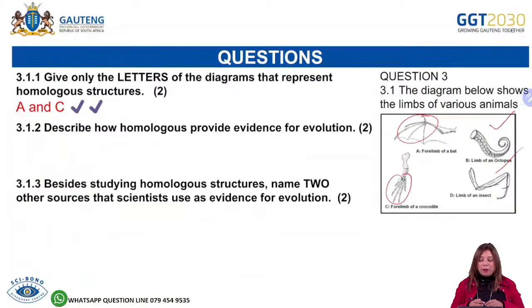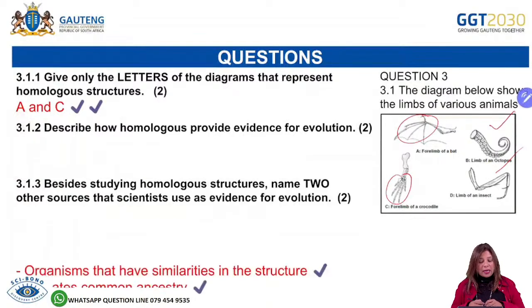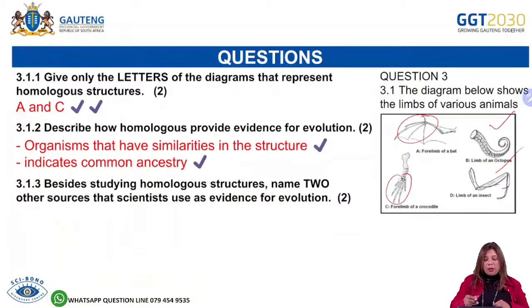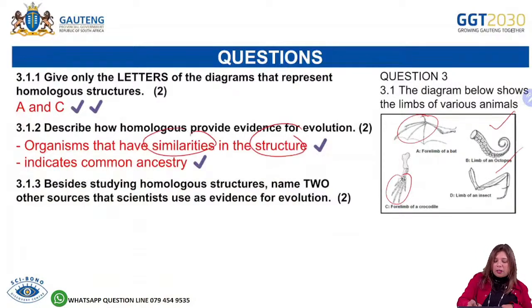Okay. Describe how homologous structures provide evidence for evolution. We said that because they have similar structures, they both have a common descent or common ancestor. There we go. They have similarities in their structure and therefore they have common ancestry.